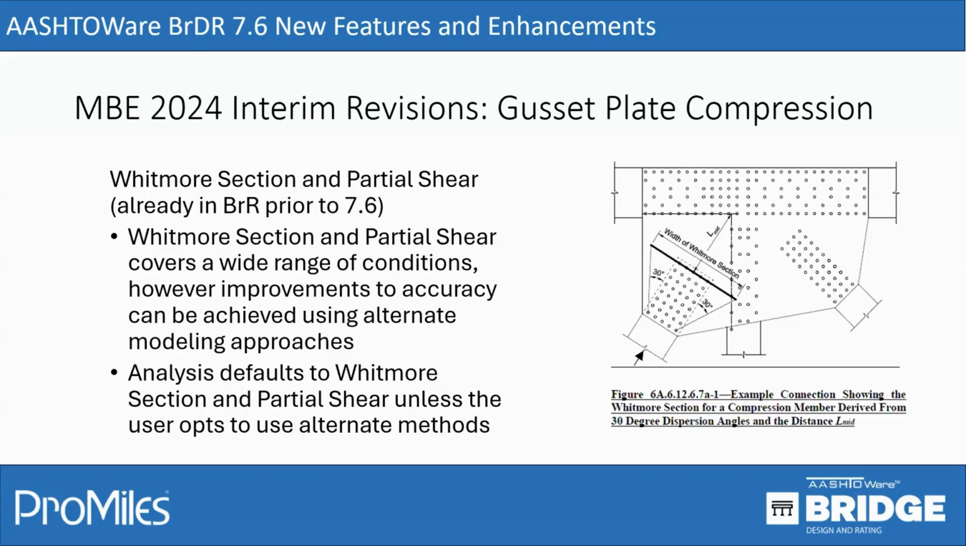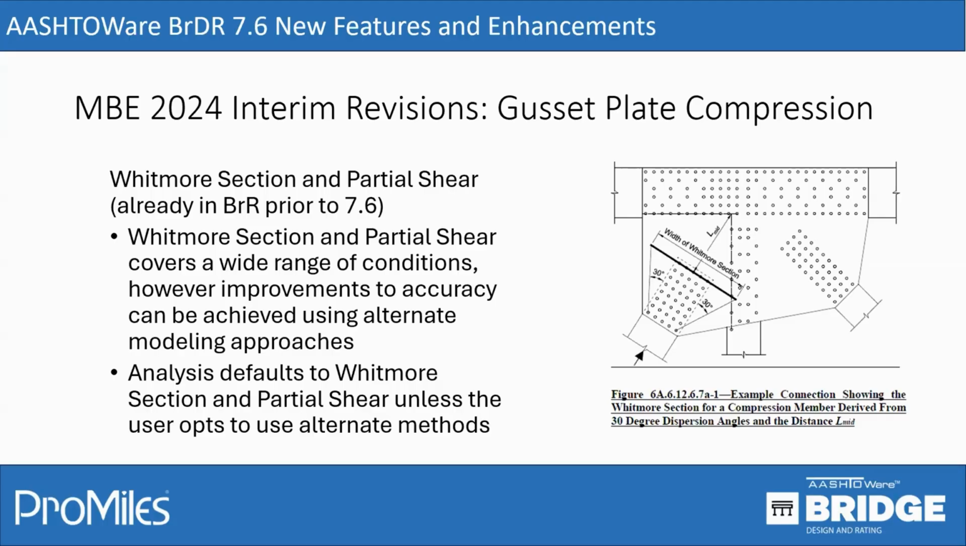This is also the default compression method. So if you have bridges that you've migrated from previous versions up through 7.6, it'll just continue to use this compressive resistance analysis method, unless you decide that you want to use one of the other methods here that's provided as an alternate method.